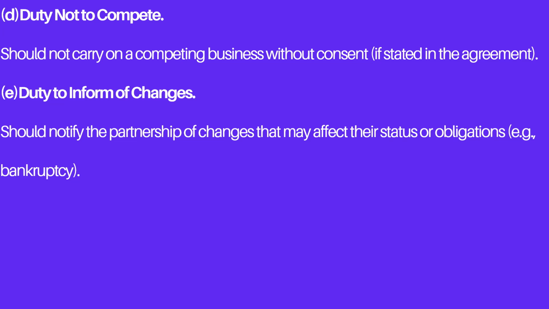And finally is the duty to inform of changes. This simply means that you should be able to give notice of partnership changes that may affect your status. For example, a partner may have been declared bankrupt. If that happens, then you need to communicate in writing to the fellow partners.